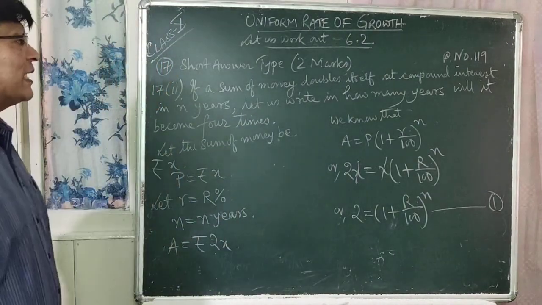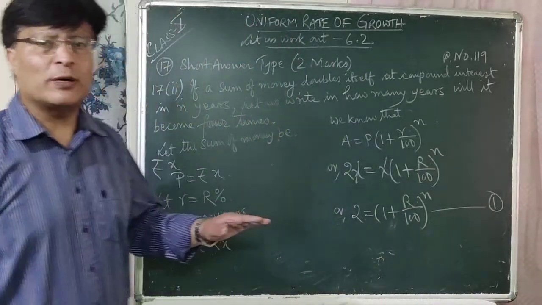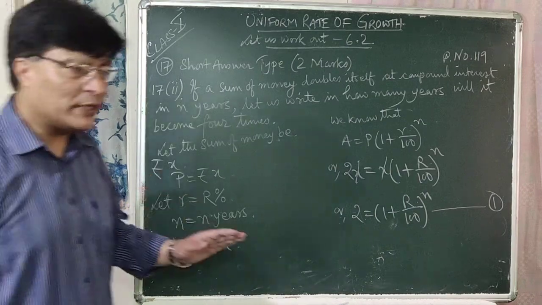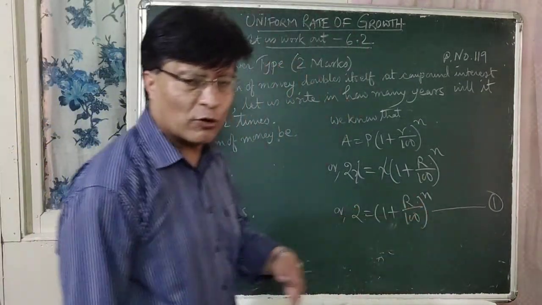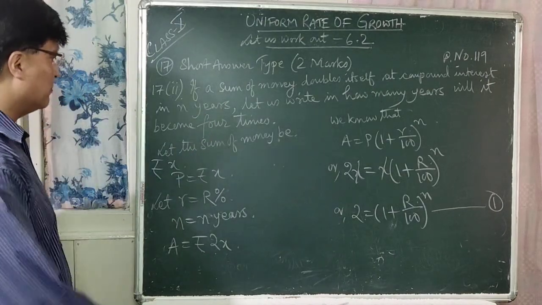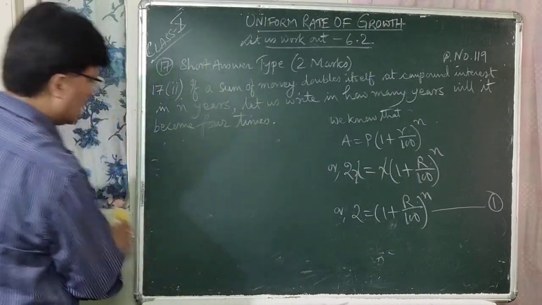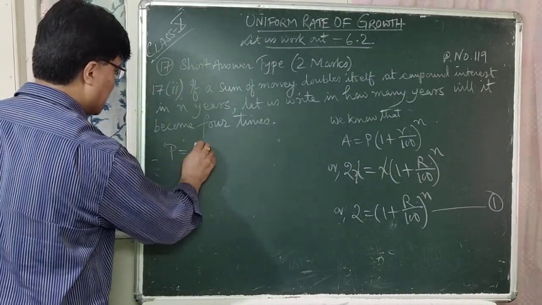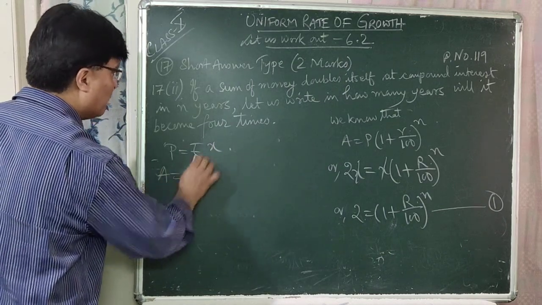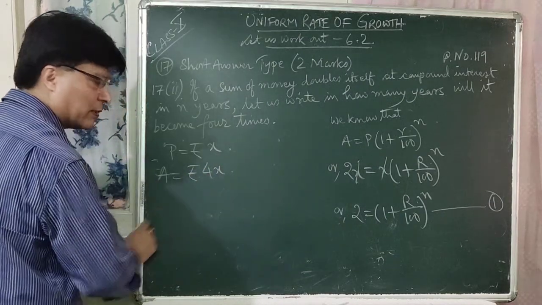So now what is to be calculated? You have to find out in how many years will the sum of money be 4 times itself. Okay? In how many years will the sum of money be 4 times itself at the same rate of compound interest per annum, right? So now here also the principal is same. Let us assume P is equal to rupees X. Now amount will be 4 times the principal, that is rupees 4x, right?